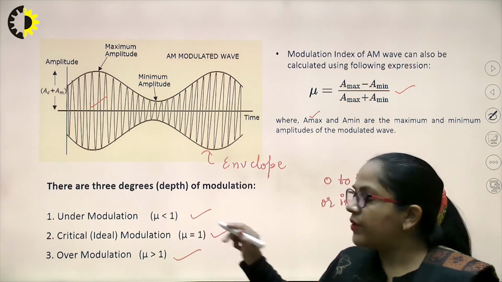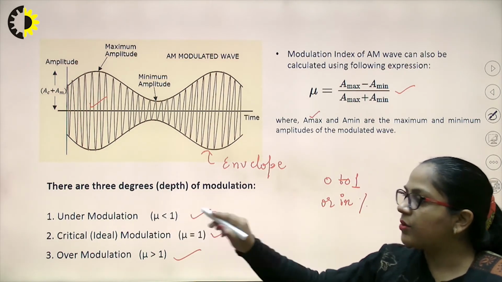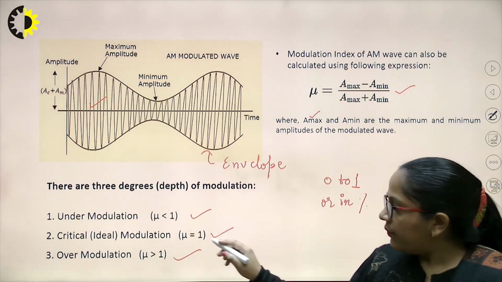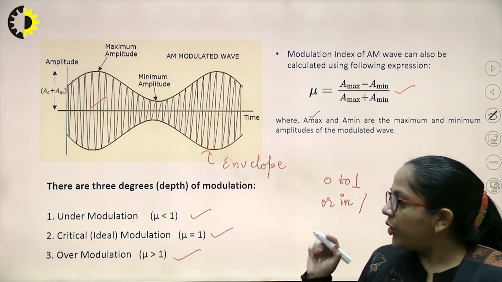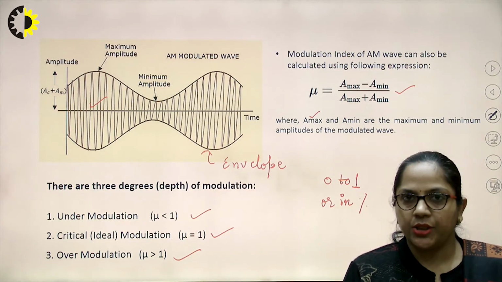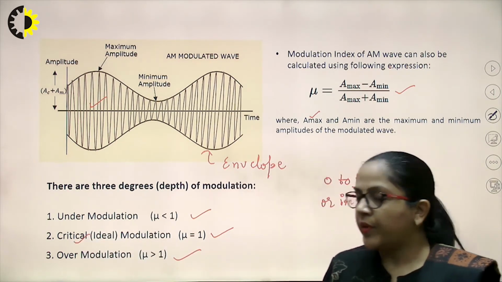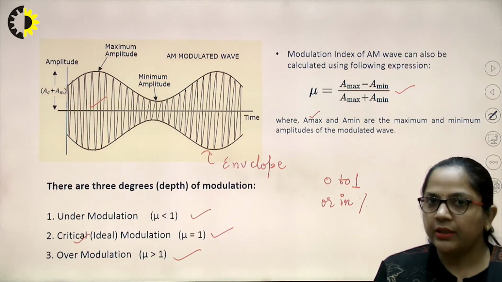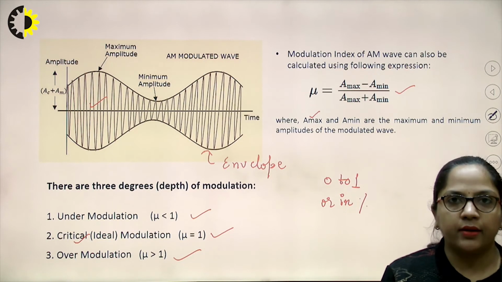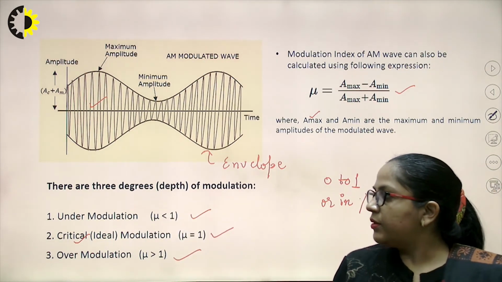So, if the value of this modulation index comes out to be less than 1, then it is called an under modulated waveform. When we get the value of modulation index equal to 1, it is called ideal modulation or perfect modulation or critical modulation. If we are getting the value of modulation index greater than 1, then it is called an over modulated waveform. Let us observe how these waveforms look like.